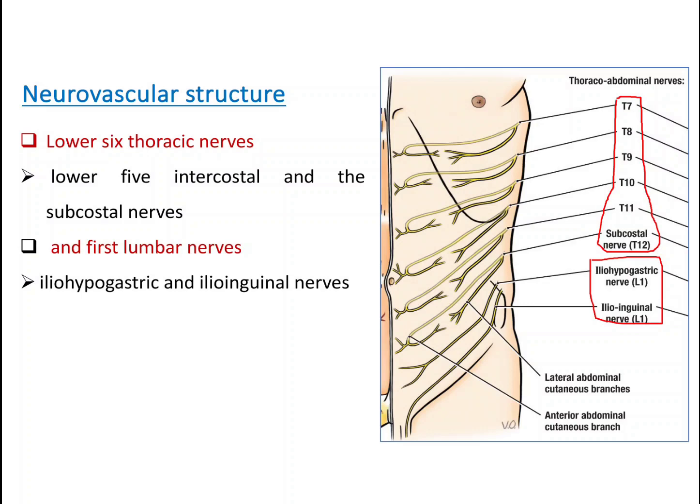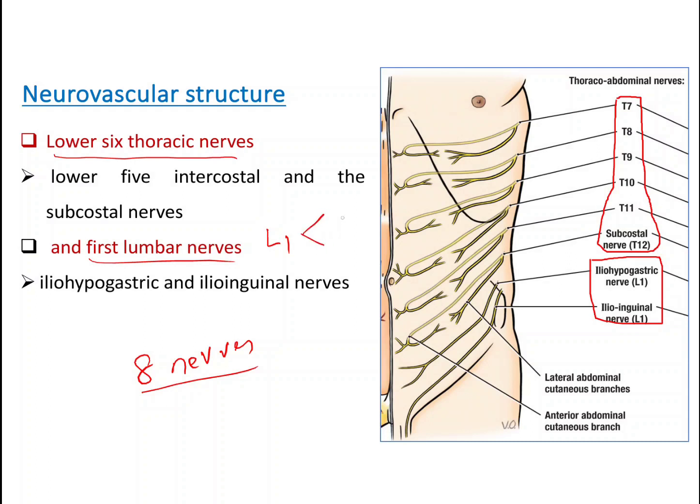Now let us see the nerves which supply the anterior abdominal wall. The anterior abdominal wall is supplied by the lower 6 thoracic nerves and the first lumbar nerve. Total 8 nerves are there. The lower 6 thoracic nerves are the intercostal nerves, and the first lumbar nerve, L1.